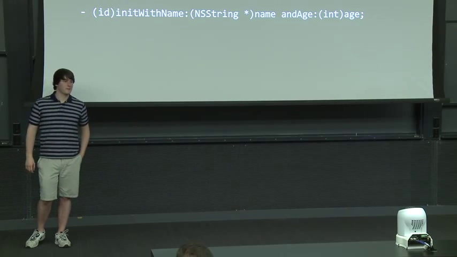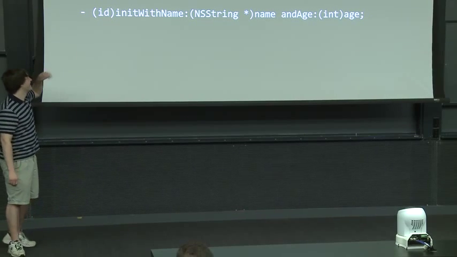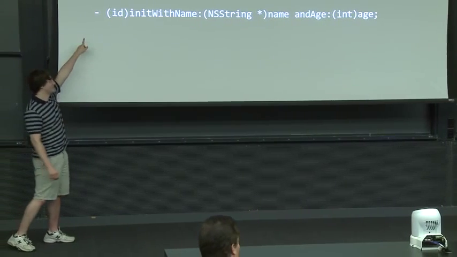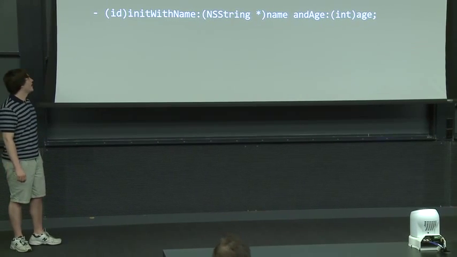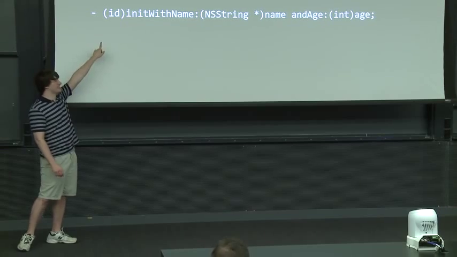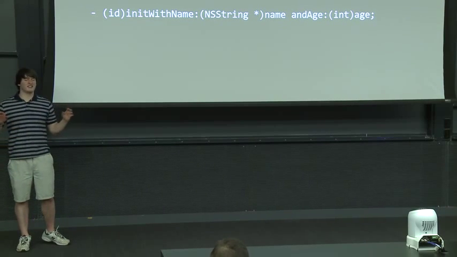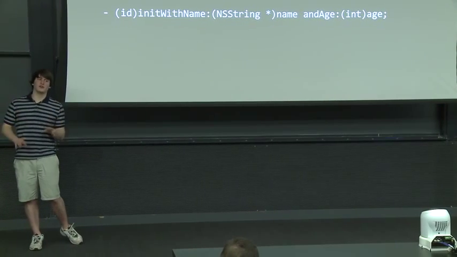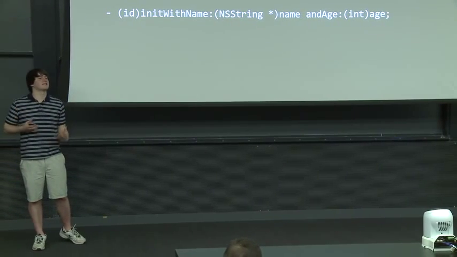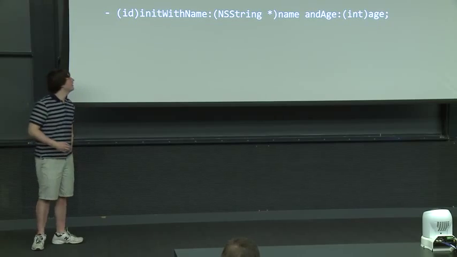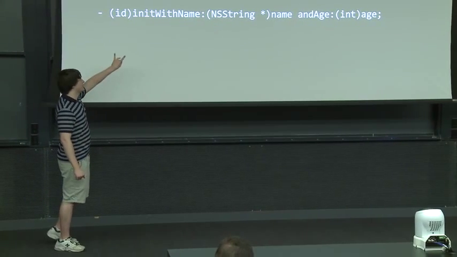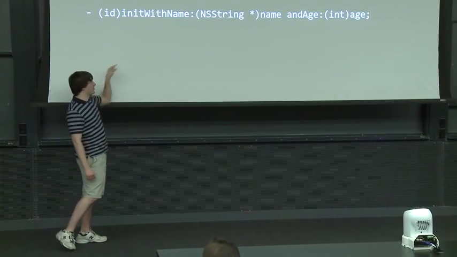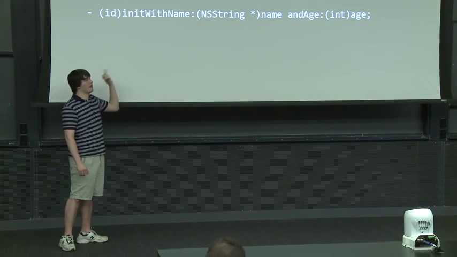Could you just go over that one time? This whole thing? Okay, so we have an instance method. It is returning an ID, so that's just the way it is. If you wanted, you could say Student star, but you shouldn't. You should say ID because any initialization method pretty much returns ID. Then the convention is that you're going to init, and then with is also pretty much the convention.